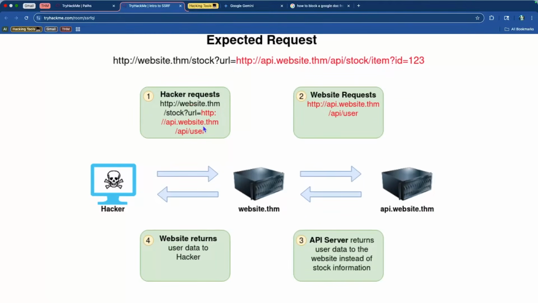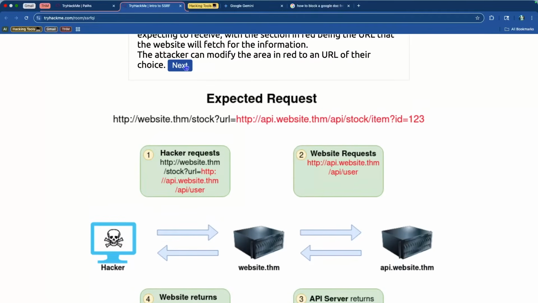So the hacker in this particular case would request this. The website will then submit that request, and the API server returns the data to the website instead of any kind of stock information, and then the website returns that data to the actual hacker. So it first goes from the website to the API, then the API server sends it back to the website, and then the website would display it to the hacker ideally. So that's the first part of this.